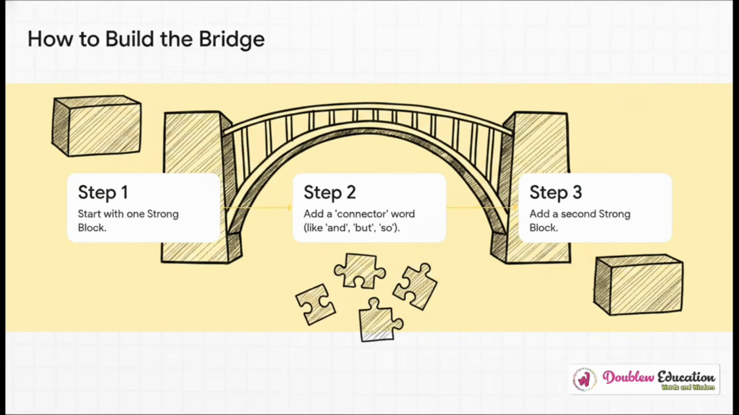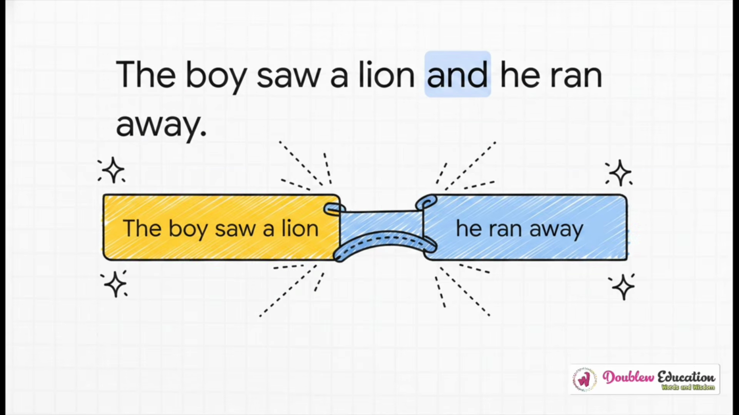Well, we build a bridge. And we use these special connector words to do it. Think of words like and, but, or, so as the magic pieces that just snap our two strong blocks together. It's that easy. One block, one connector, and then another block. And just look at that. We've built what's called a compound sentence. Two strong ideas, the boy saw a lion, and he ran away, are now joined together by our connector and. We've created a bigger, much more exciting story now.